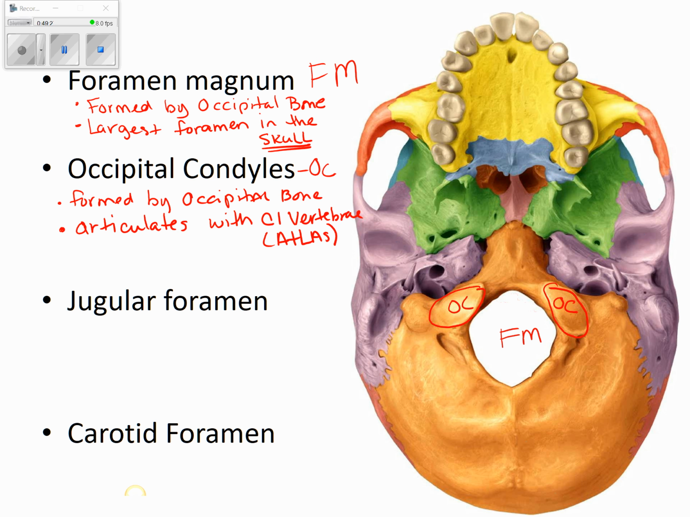Okay, next you have your jugular foramen, and I'll put JF for those. They're here. So your jugular foramen, of course, this is a passageway for your jugular artery and vein.